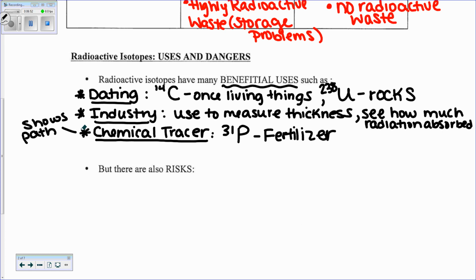I can also use, in my own body, carbon-14, which they do to trace your metabolic processes. There's a test where they tell you to drink what's called charcoal. It's black. It doesn't taste very good, but it's carbon. And what they're going to do is follow that through your body to see where your body's processing it. And the last ones we will write down will be our medicinal uses.